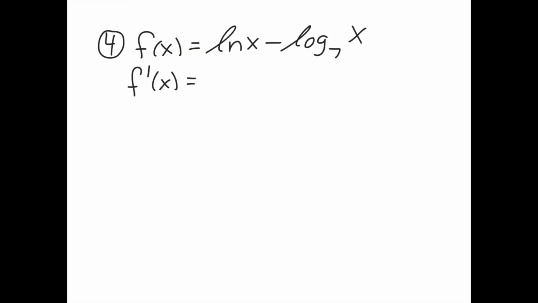All right, on this example, we have a minus sign there. But remember that you can take the derivative of each term in an expression separately, and then just have the minus in between your terms. So we can do this in steps here. The derivative of ln of x is just going to be 1 over x, and then we'll have minus the derivative of log base 7 of x, which is 1 over x with an ln of 7 down there.